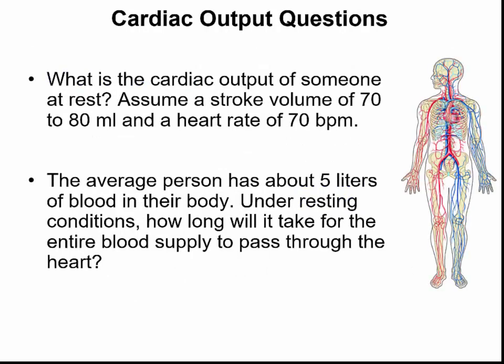The type of questions you could get on cardiac output, as far as calculations go, is something like this. What is the cardiac output of somebody at rest? Assume a stroke volume of 70 mils per beat and a heart rate of 70 beats per minute. Now on here I have 70 to 80 milliliters, but I'll give you just one. So it'd be 70 mils, 80 mils, or 60 mils, and then I'll tell you what the heart rate is, and you just multiply both of those together, and it's going to give you that cardiac output.